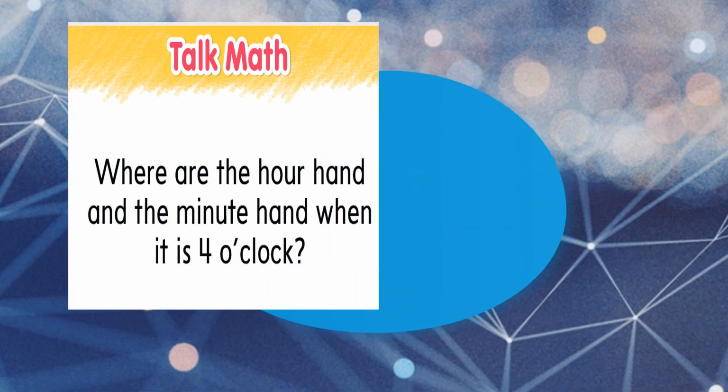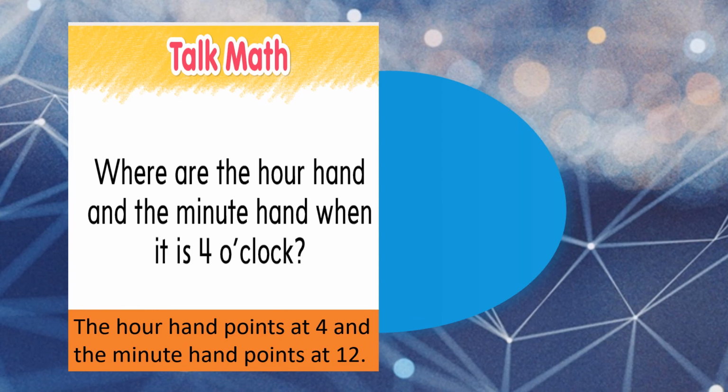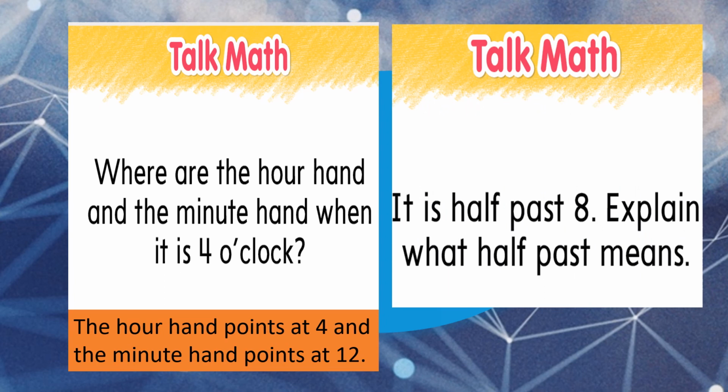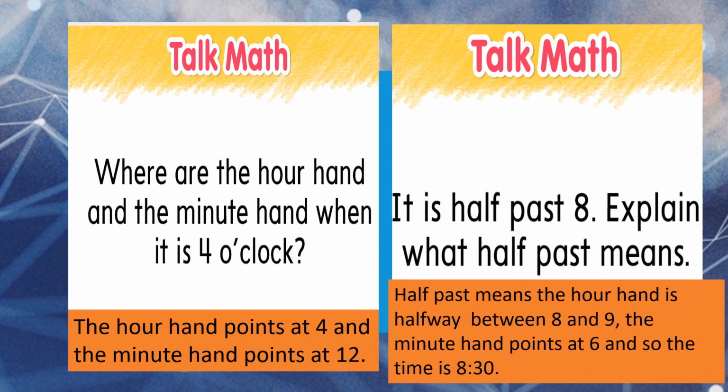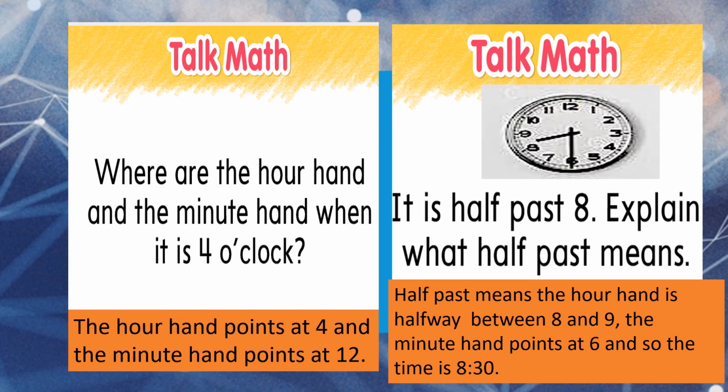Class, where are the hour hand and the minute hand when it is 4 o'clock? That is right. The hour hand points at 4 and the minute hand points at 12. How about this? It is 8:30. Explain what half past means. You are right. Half past means the hour hand is halfway between 8 and 9. The minute hand points at 6, and so the time is 8:30.